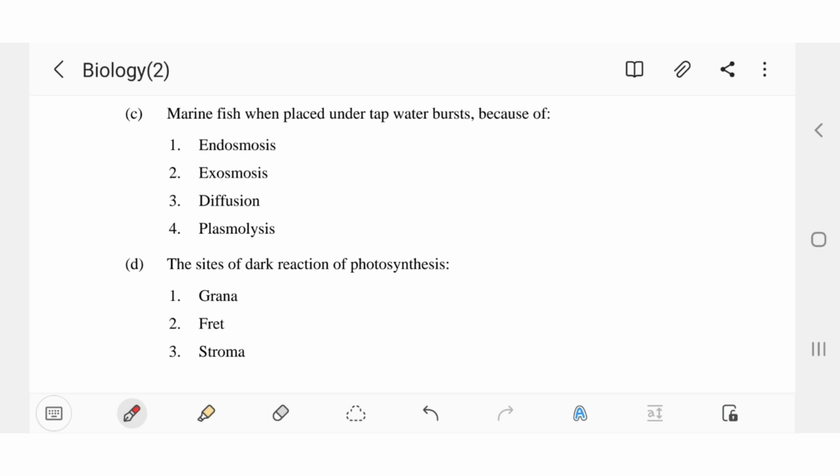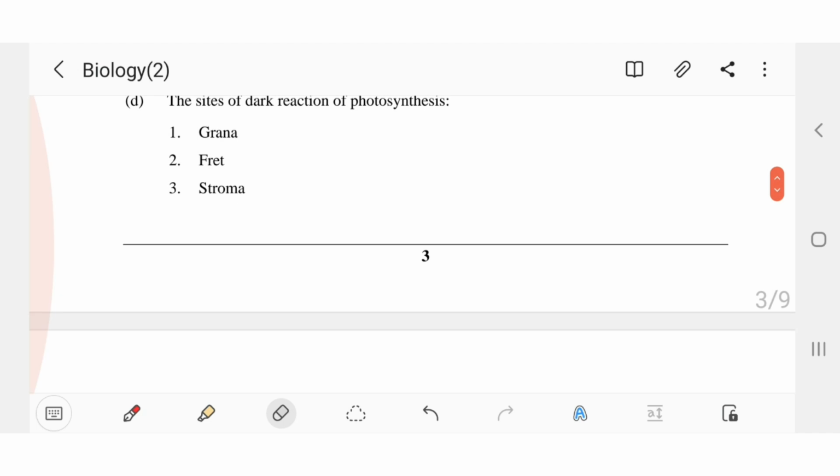Now C1: marine fish when placed under tap water bursts because of, see, whenever a thing is going to burst means entry of water will be there. And entry of water, what is the term for the entry of water? Endosmosis. Endo meaning inside. So in the fish body the water will be entering and it will burst.